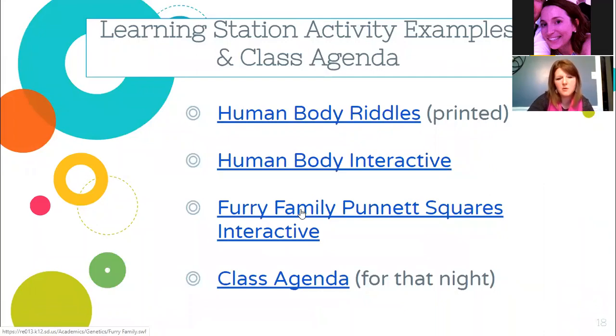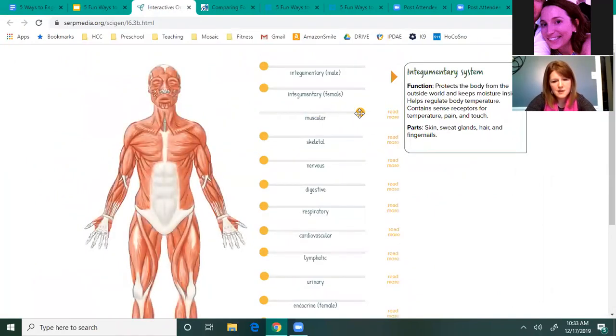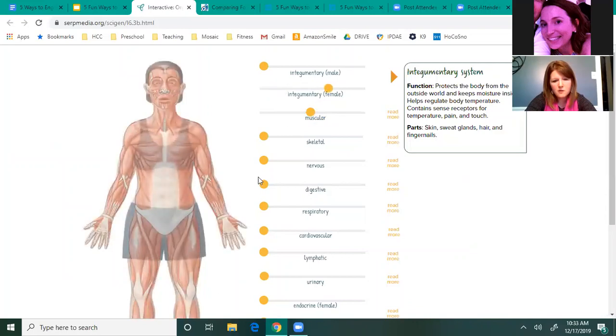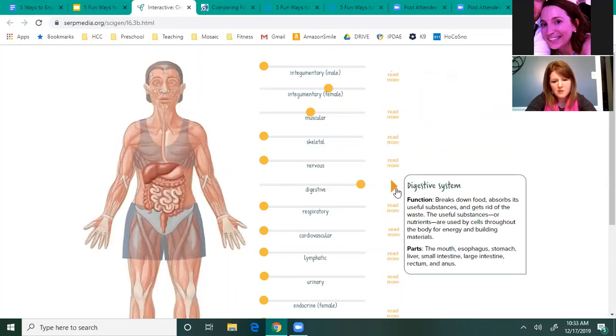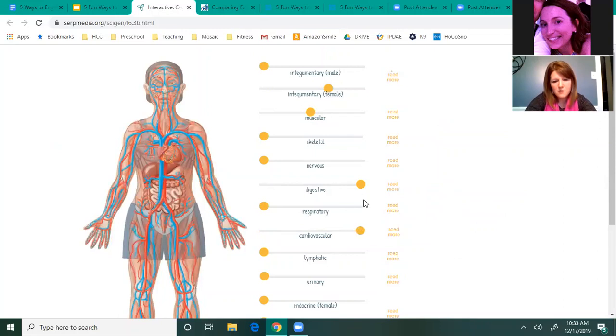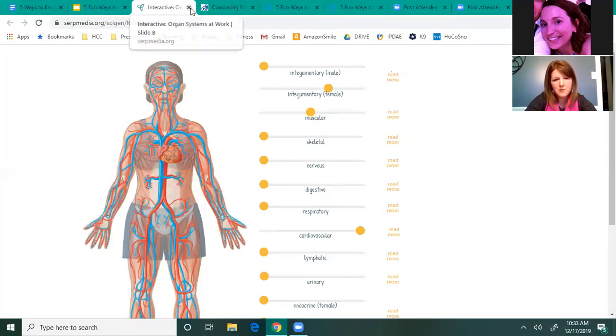It's really cool. This is a really awesome human body interactive if you're somebody who teaches science, where you can actually use these sliders to slide in different parts of the body systems, and you can read about them and how they work together and what parts are in that. The students just thought this was really awesome because you have so many options about what you want to learn about, and it's fun to watch.